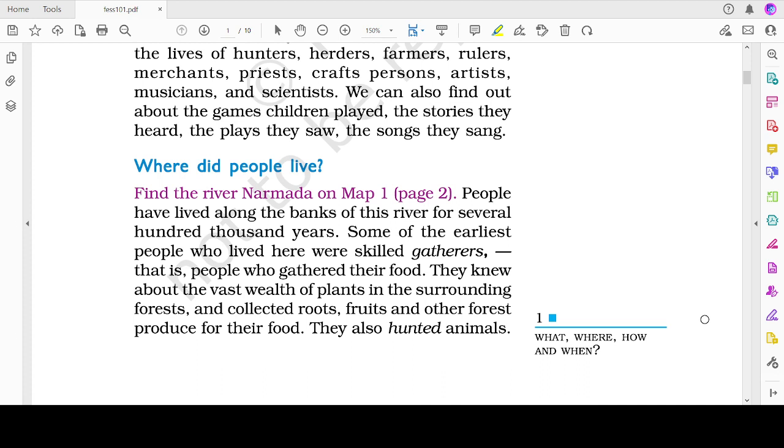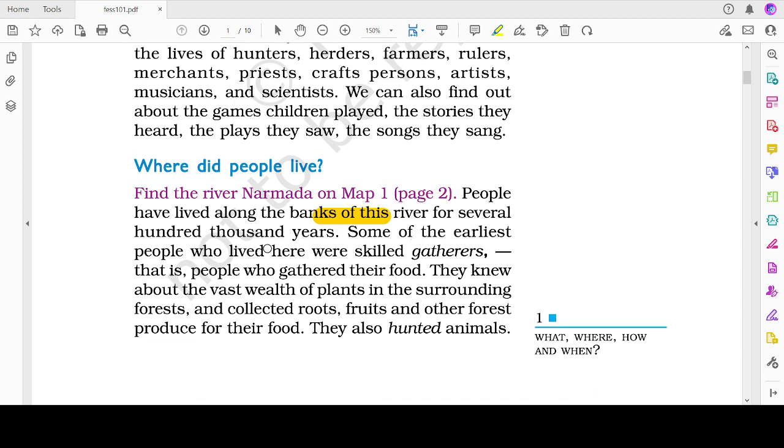They all live on the banks of the river because the soil is fertile, water is plentifully available, and there is an abundance of food. So we can say people have lived along the banks of these rivers for several 100,000 years.